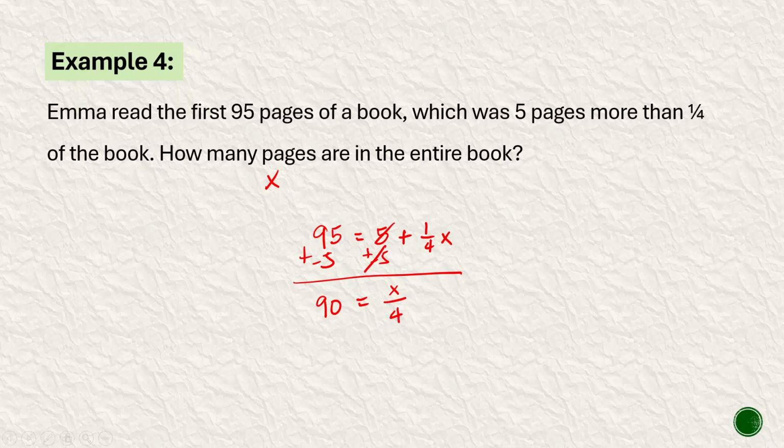Okay, so here what we will do is we will apply the multiplication property of equality, or cross multiplication. You can do that. That's the shortcut. So we will multiply both sides by 4. And why is it 4? Because we want to eliminate the denominator 4 on the right side. So that cancels the 4. Now we only have X. 4 times 90 is 360. So that's the total number of pages in the entire book.